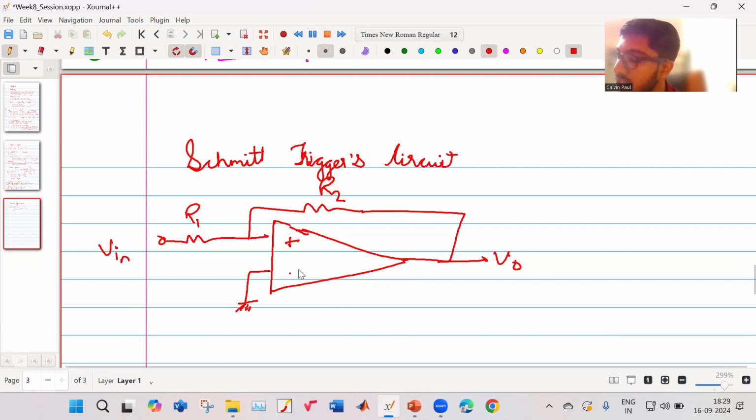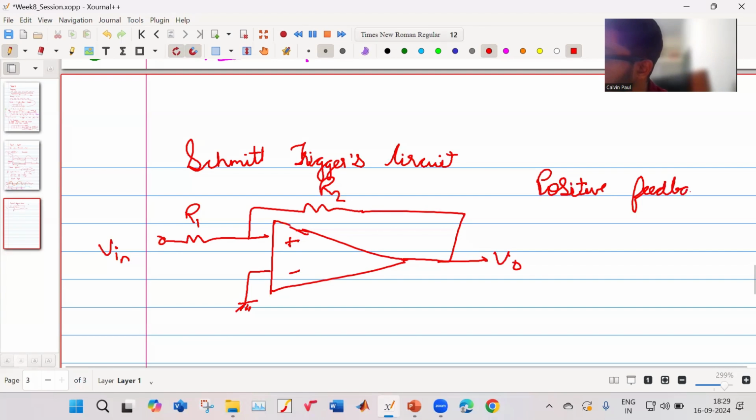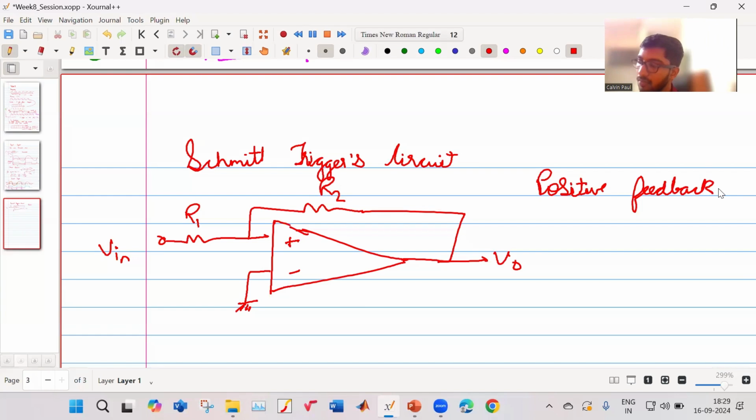But Sir said, what will happen if we change these terminals? This becomes positive, this becomes negative. Then it becomes positive feedback. It becomes known as positive feedback. So what happens in positive feedback? Your output is being fed to the positive terminal.